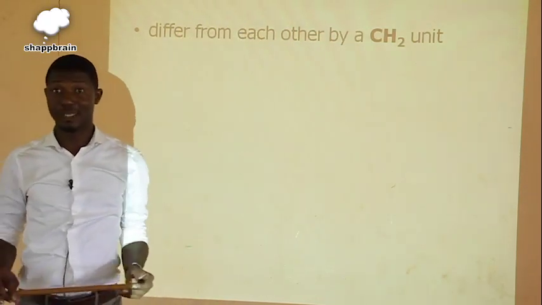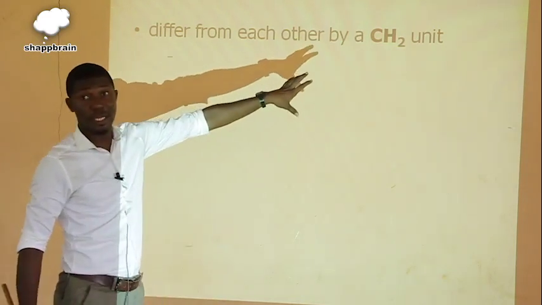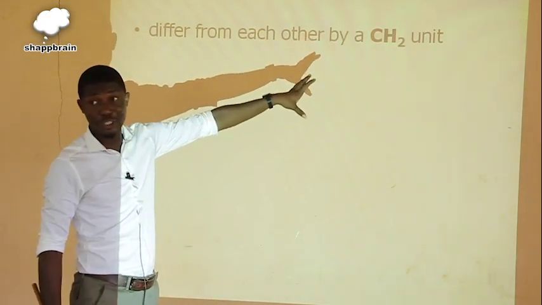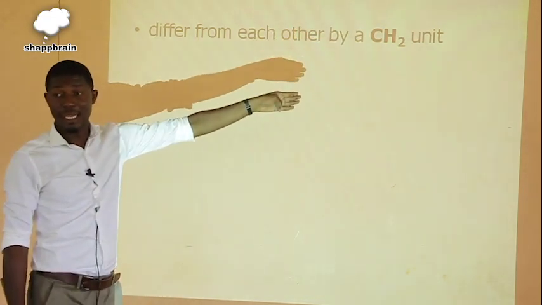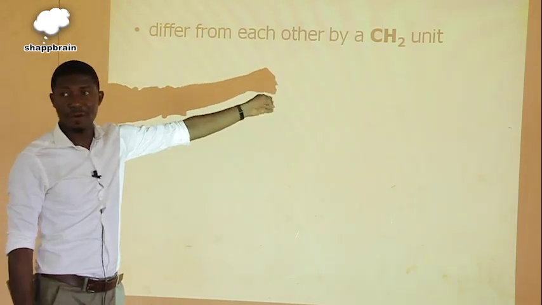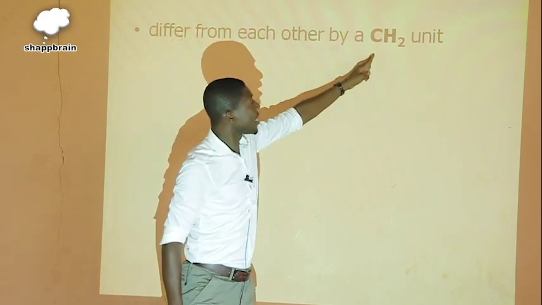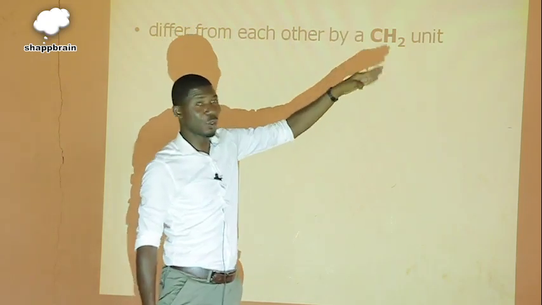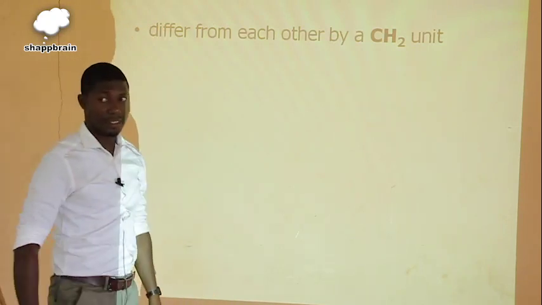mass of 14. Why do we say fixed mass of 14? If you calculate the relative molecular mass of CH2, carbon is 12, hydrogen is 1. Okay? And there are 2 hydrogens, isn't it? So 2 times 1, 2, plus the 12, 14. So you see that they differ from each other by CH2 unit or a fixed mass of 14. That's what it means.